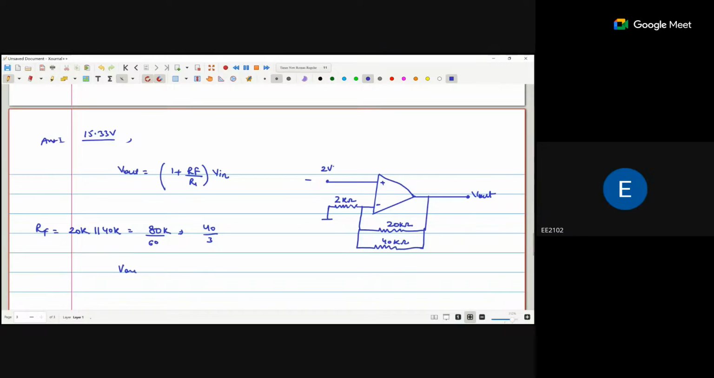So V out is 1 plus 40 divided by 3 into R1, which is 2, times 2. So it is 23 times 2 divided by 3, so 46 divided by 3. That is 15.33 volts.